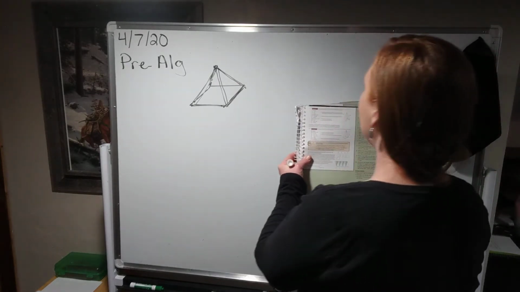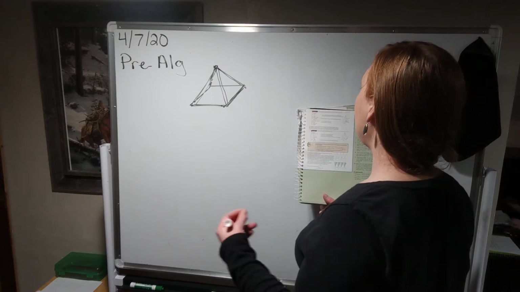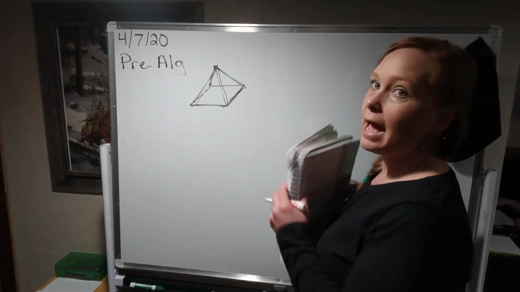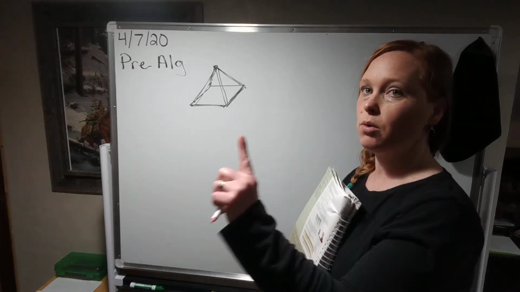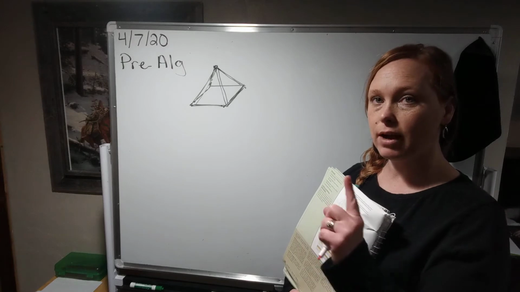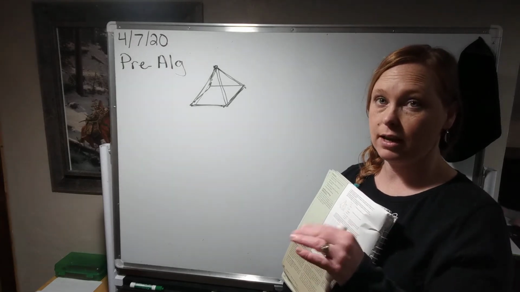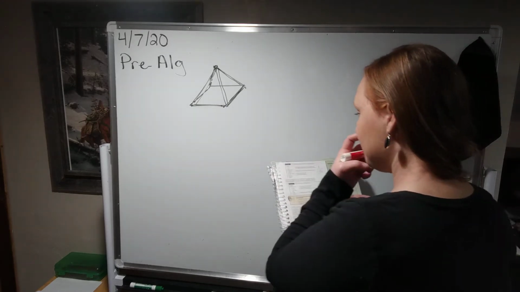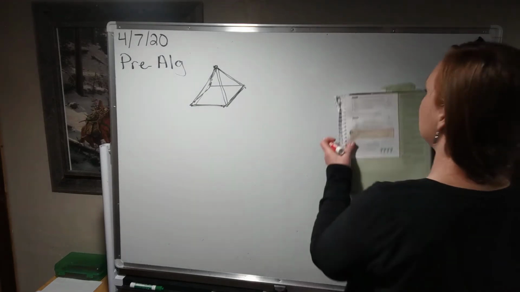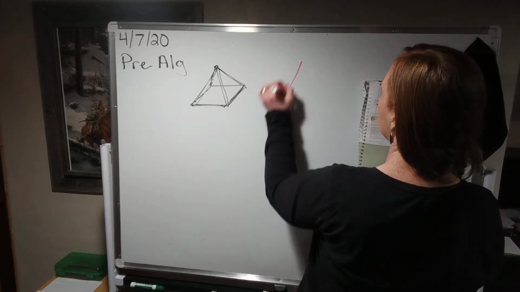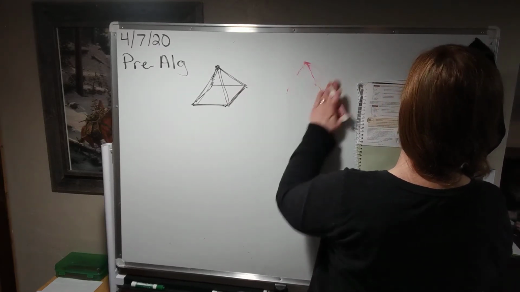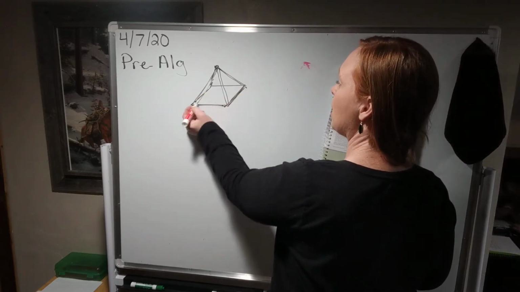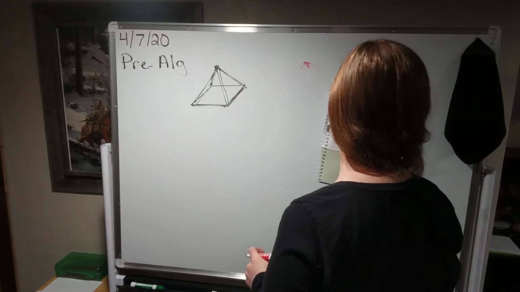It says find the lateral surface area and surface area of the square pyramid. Now remember, lateral surface area is just the area going around the sides of the shape, right? And the entire surface area is including the area of the base. So let's go ahead and find the lateral area. They give us this shape. We'll just use this one because it's a square pyramid. Square meaning the bottom is a square and it comes to a point, so it's a pyramid.